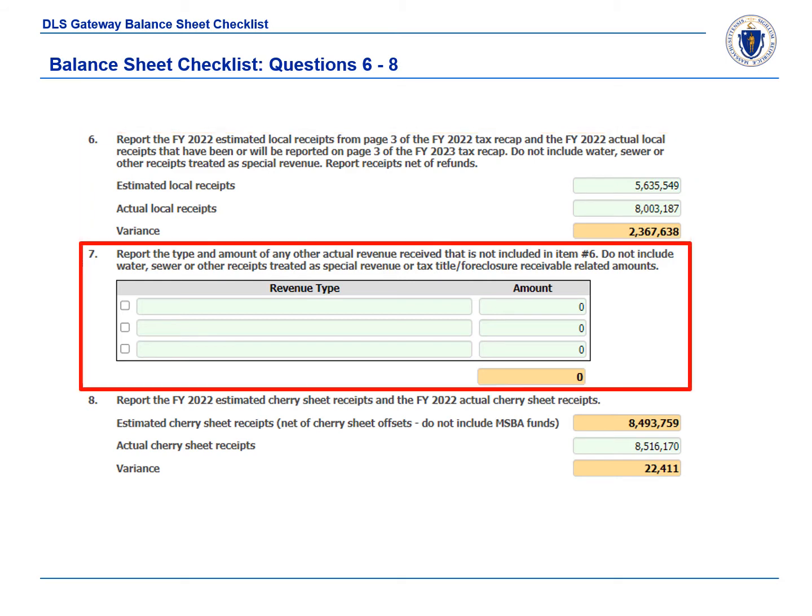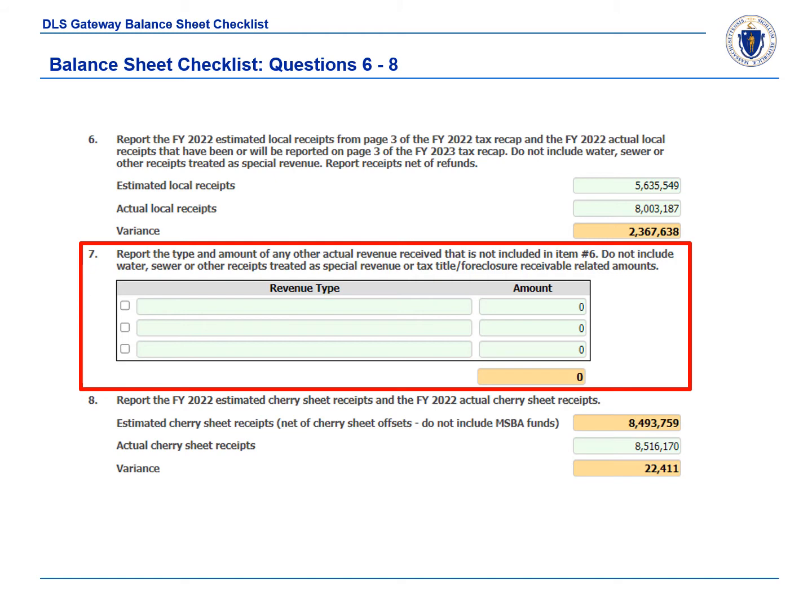Question 7 is asking you to report the type and amount of any other actual revenue that was received and not reported in question 6 from above. Do not report water, sewer, or other receipts treated as special revenue or tax title and tax foreclosure receivable amounts. Again, DLS is looking to capture any general fund revenue that was received and not reported on page 3 of the tax rate recap.